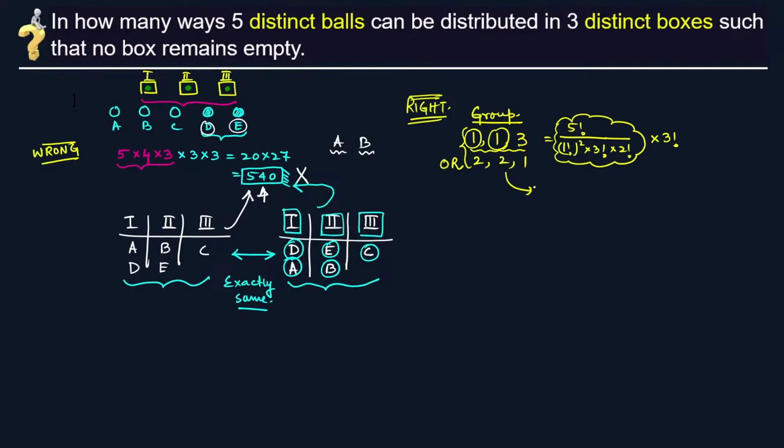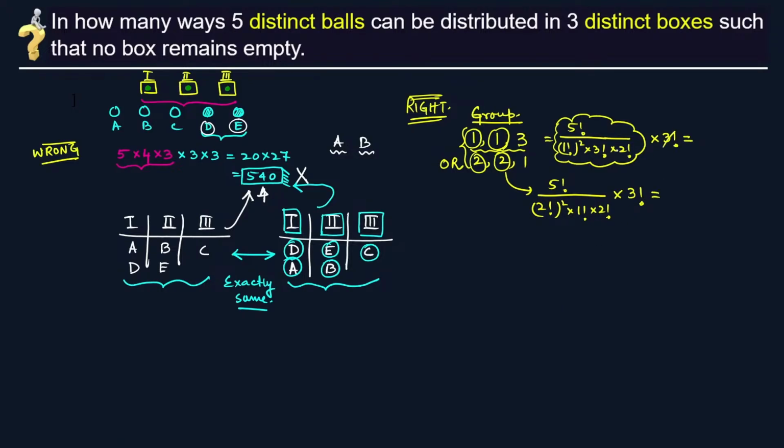Okay. So now let us consider the second case, 2, 2, 1. The groups should be formed such that one group will contain 2 balls, another group will contain 2 balls, and the third group will contain 1 ball. So that can be done in factorial 5 divided by factorial 2 whole square times factorial 1. But these 2 groups are of equal size, so it has to be divided by factorial 2. Now these ways of forming the groups are to be distributed in the 3 distinct boxes. So that can be done in factorial 3 different ways.